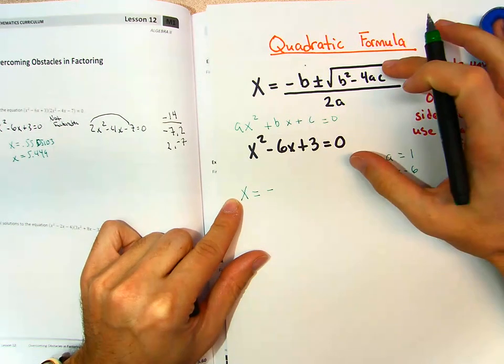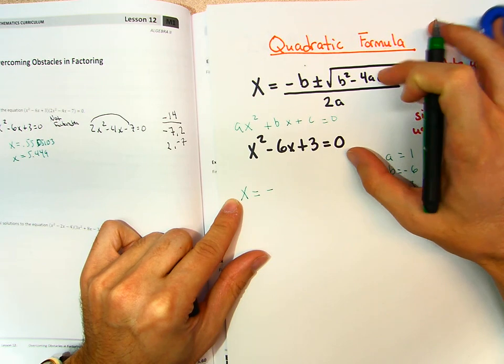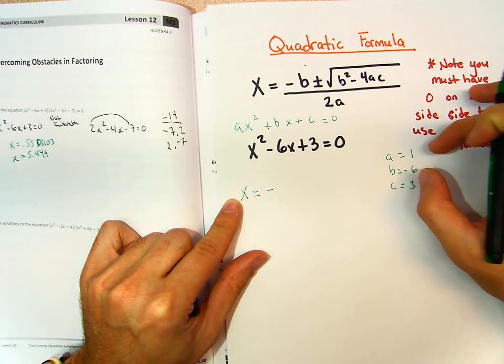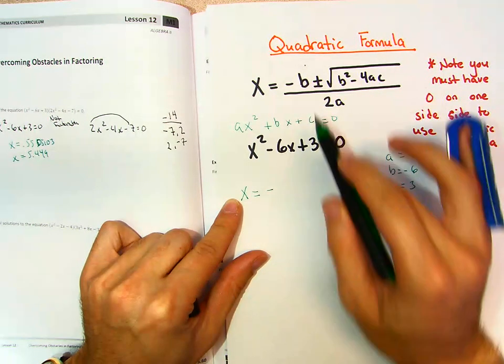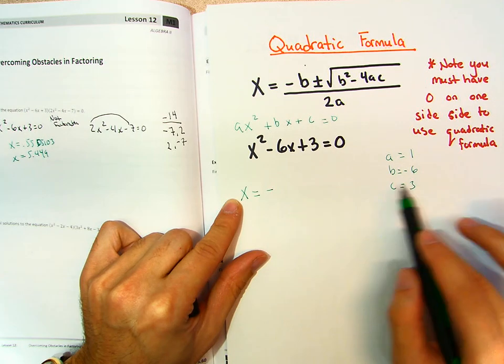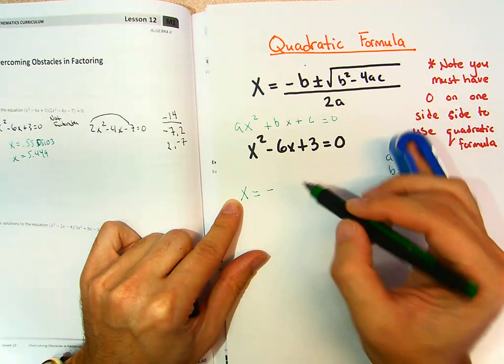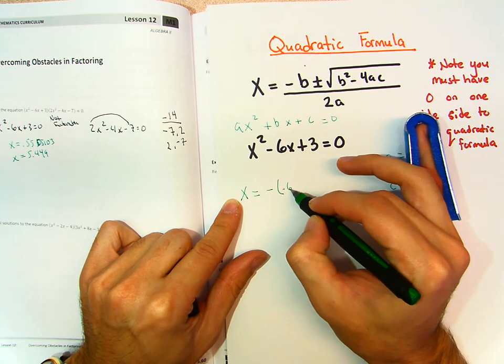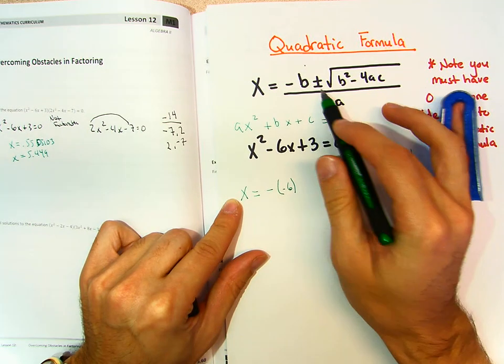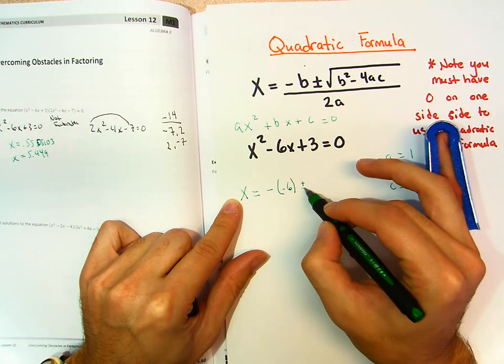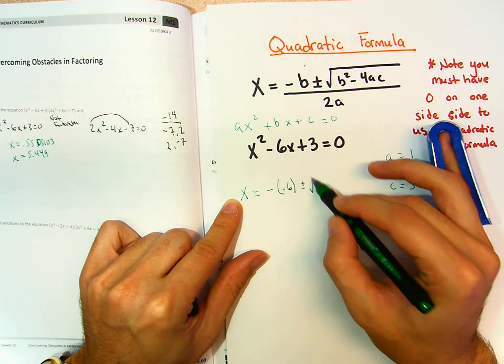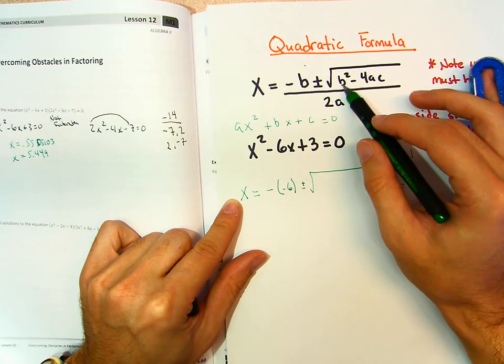And what I want you to do is, you shouldn't just be watching me do this. You should be writing it down at the same time, okay? So I have negative, negative. What's my b value? My b value is negative 6, right? So then I'm going to put parentheses negative 6, parentheses close, plus or minus, right? And you see how I'm very exact. Square root, okay? B squared.